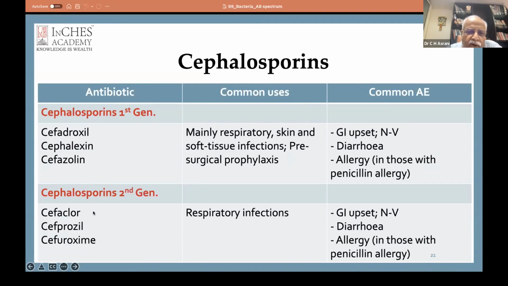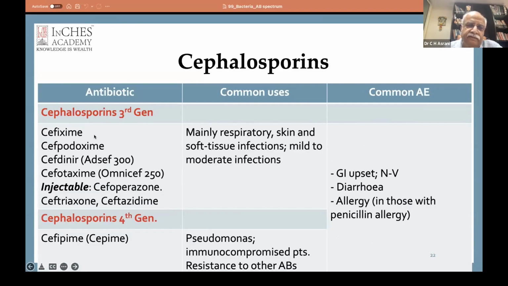Cephalosporin second generation: cefaclor, cefprozil, cefuroxime. Respiratory infections, the side effects remain the same. Here, cefuroxime we use quite often nowadays. 3rd generation, cefixime, very commonly used. Cefpodoxime, again commonly used with or without clavulanic acid. You have a combination of cefixime with dicloxacillin also. Cefdinir, since it is a rare brand, I have given the brand name of AdSafe, cefotaxime Omnisafe, and there are 3 injectables which you generally don't use. They're used in hospitals, mainly respiratory, skin, and soft tissue infection. So you can say that they're kind of broad spectrum, for mild to moderate infections.